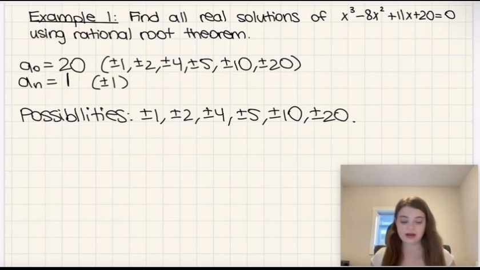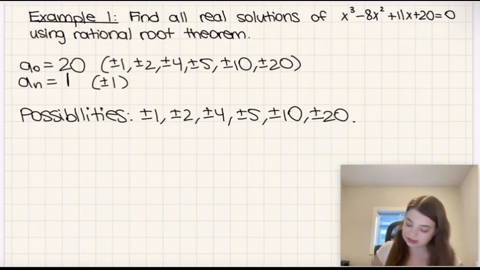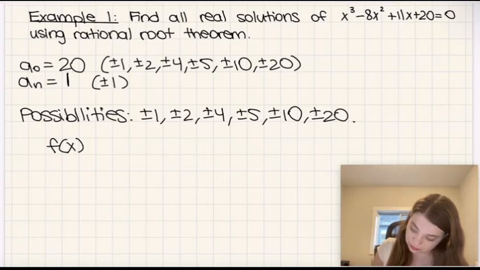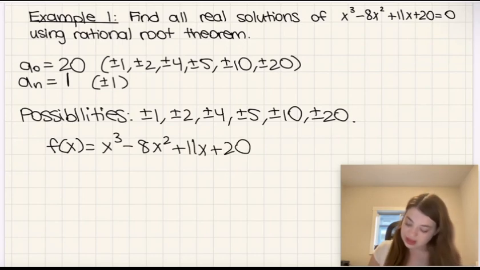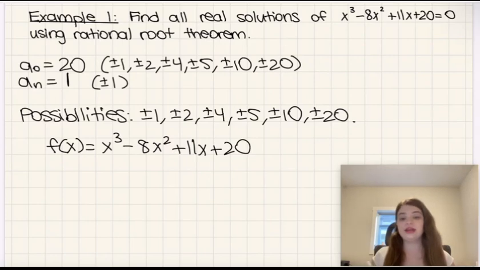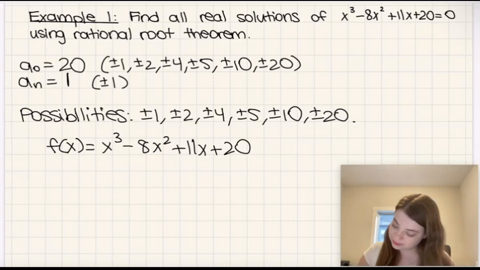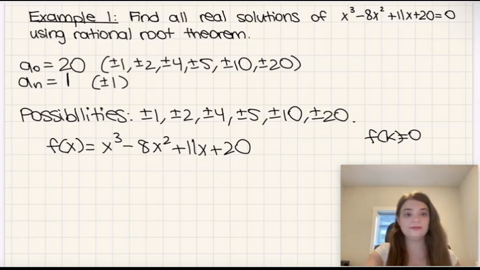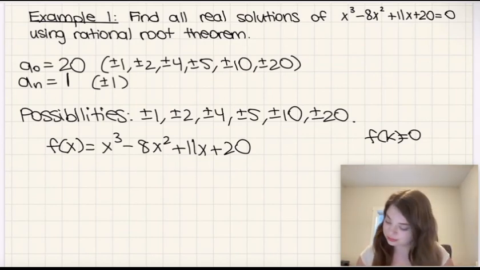Okay, so let's go ahead and talk about how we actually find those solutions. Well, let's let f of x be equal to the polynomial we have, like that. And then I need to figure out what I can put in here to get a 0 out, because recall that when f of k is equal to 0, that means that x minus k is a factor.